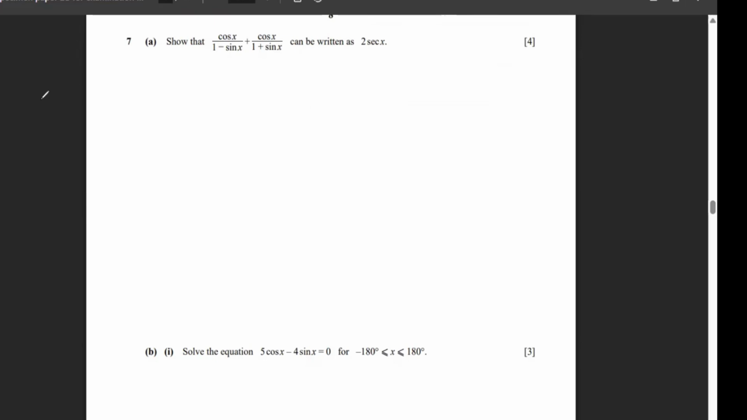Question 7, trigo question. When they ask you to show this thing equals to this, first step, we need to check. Make sure all of them are in sine and cos only, and they already complete this. Second step, we need to join them into a single fraction.